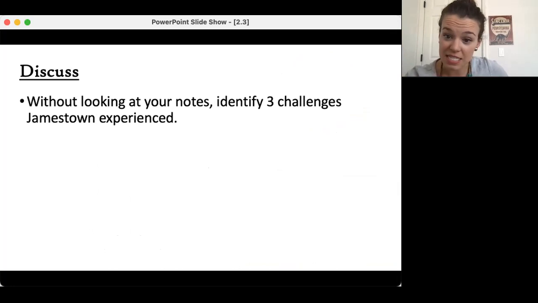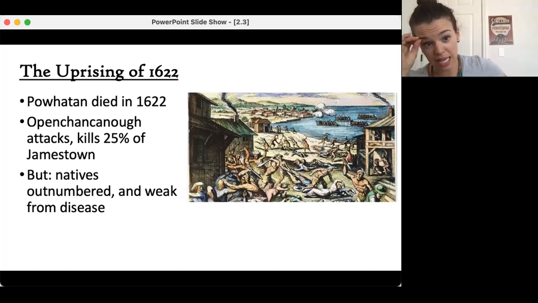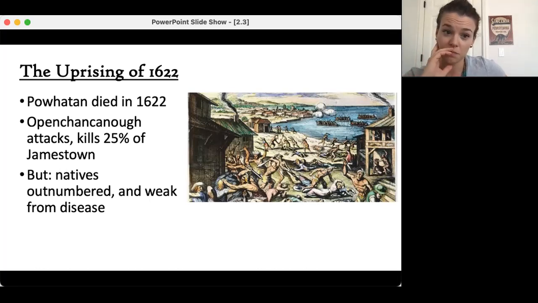Food, disease, a misunderstanding of the geography. So things break down. We see that Powhatan, the leader, has died. His brother, I apologize again for these names, Opechancanough, attacks because he thinks that this partnership with the English is a bad idea. Kills 25% of Jamestown.